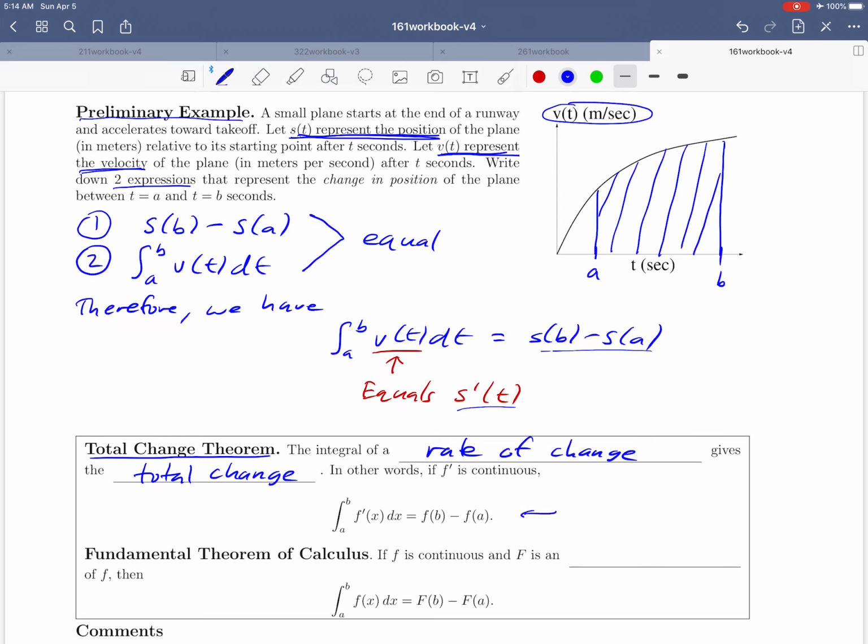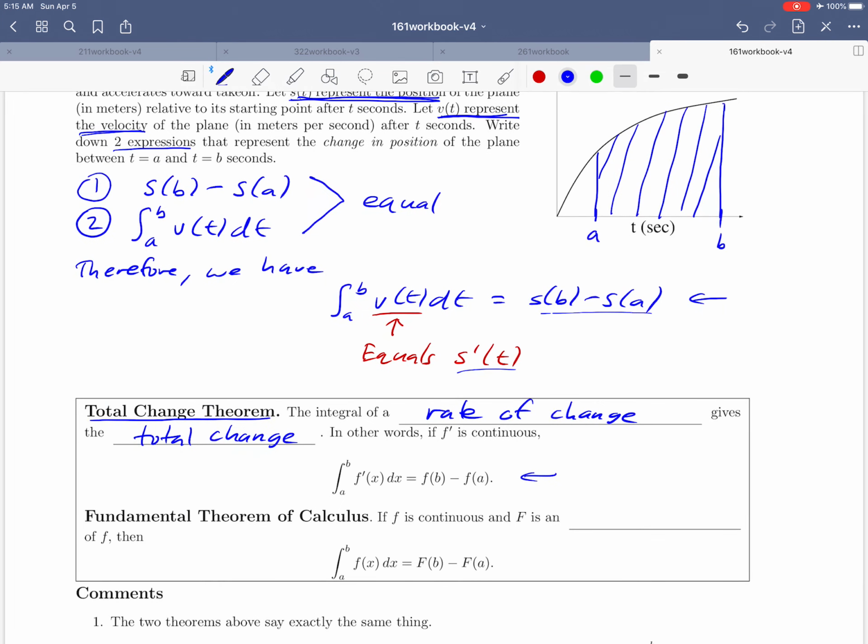And this equation that you see down here, the integral from a to b of f prime of x dx equals f of b minus f of a, is the same equation as what we have up here with velocity and position. And what's interesting is we can state this total change theorem in a different way, and what we get is the fundamental theorem of calculus.